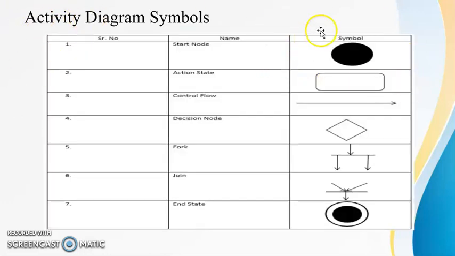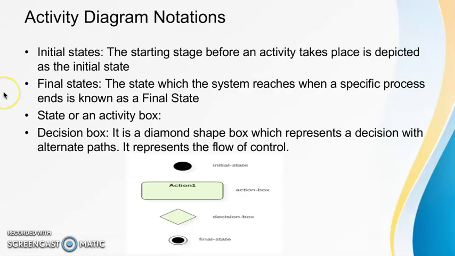So these are the symbols we talked about: start node, action set, control flow, decision flow, fork, join, and end steps. As I told you, this is how it goes: a black circle, something like this. So let's go to the activity diagram notations.